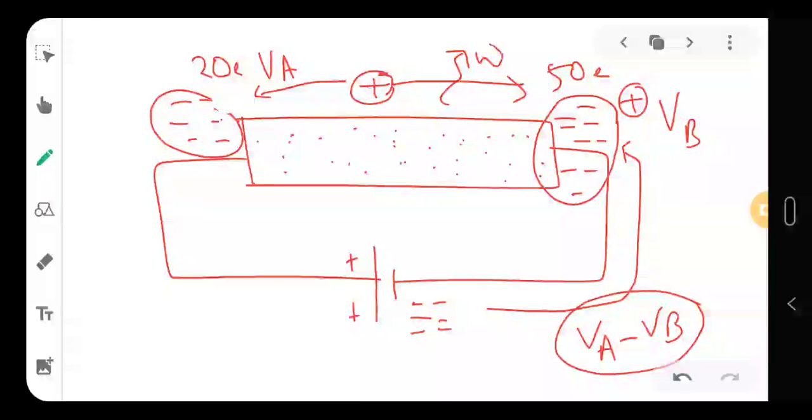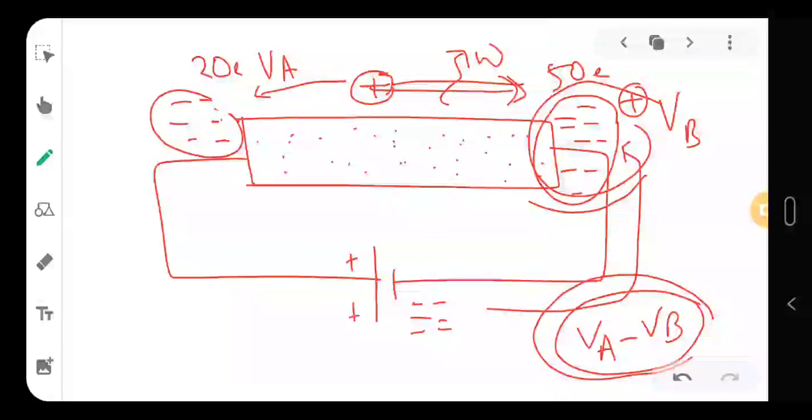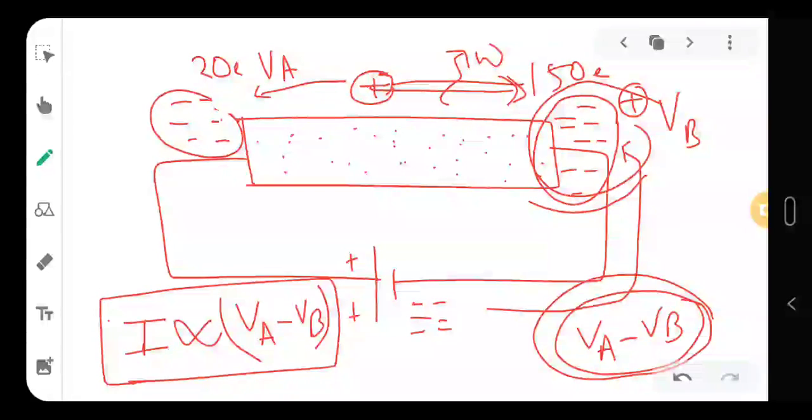You can see that this rate of going also depends on this difference. If you put more electrons here, 150, and here 20, it will go faster, it wants to go more rapidly. So the current has a relationship with the potential difference itself, and that's why we have Ohm's law, which we will talk about in the next class.